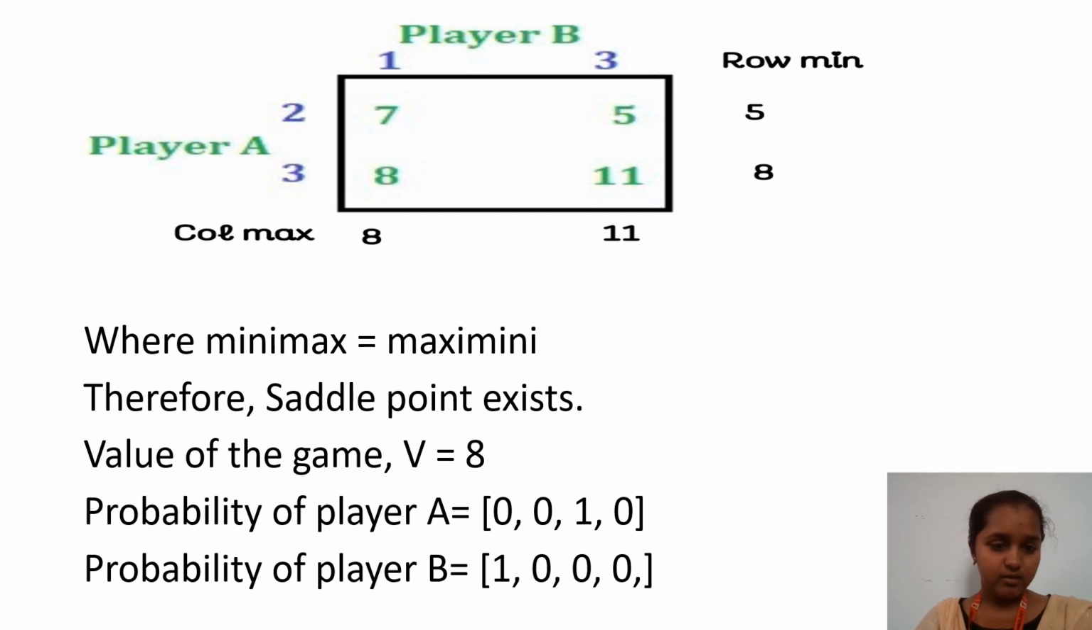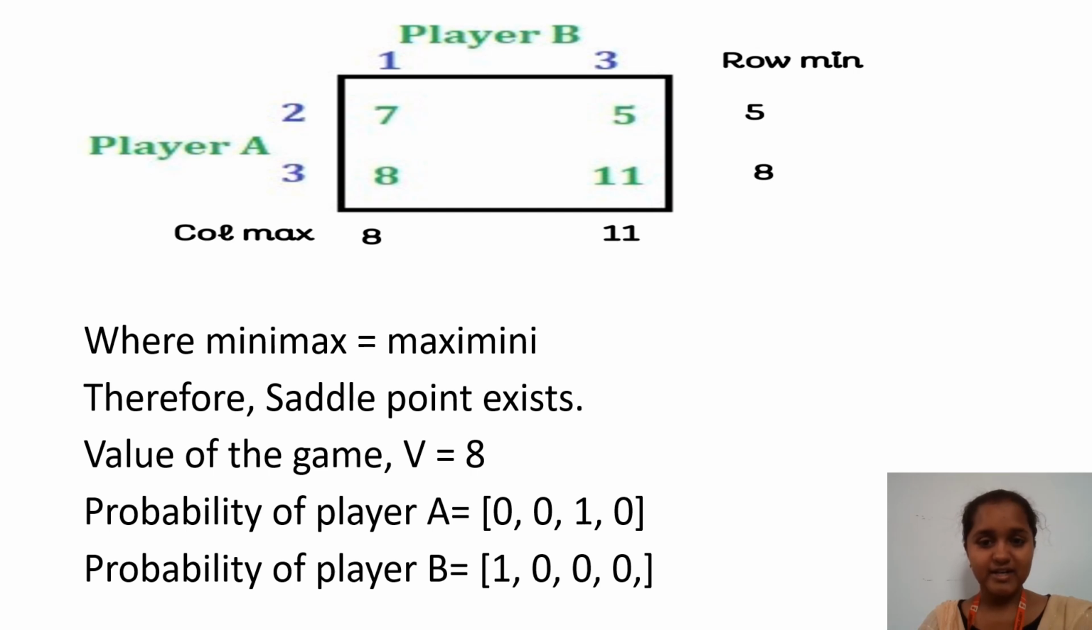Where maximin equals minimax, we have to check whether this condition is satisfied or not. Therefore the saddle point exists. If the maximin is not equal to the minimax, then the saddle point does not exist, and we will not get the optimal solution here. Then the value of the game is 8, and the probability of player A is 0, 1, 0, 0, and the probability of B is 1, 0, 0, 0.